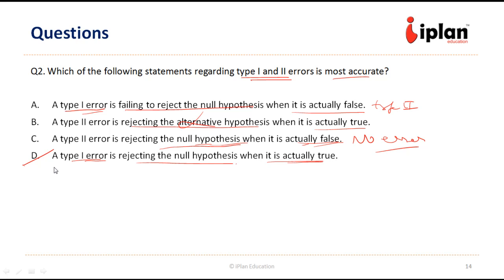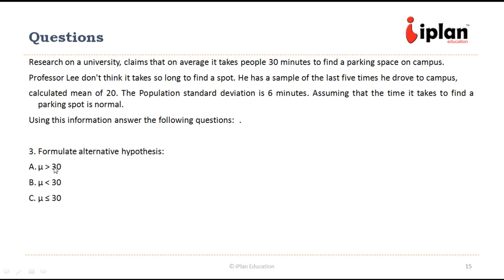Let us look at question number 3. This is a numerical. It says research on a university claims that on an average it takes people 30 minutes to find a parking space on campus. Professor does not think so. He takes a sample of last 5 times he drove to the campus. Calculated mean of 20. So this is sample mean, which is x bar. Population standard deviation is given, which is 6. And assuming it is normally distributed, so we can use z-score, z-test statistic here.